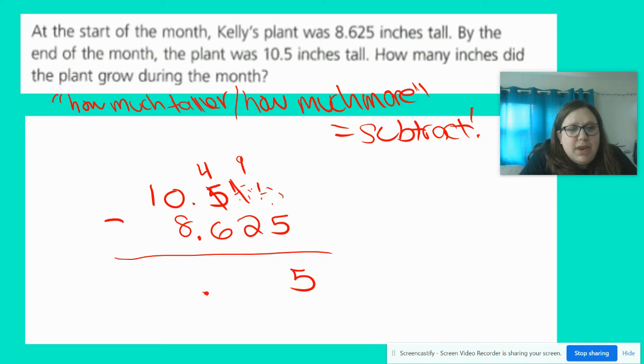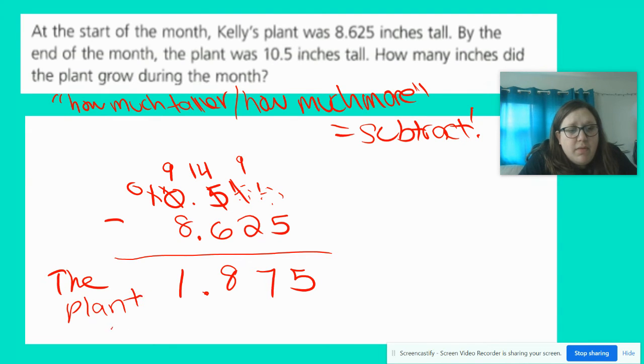10 minus 5. And then we have that double borrow situation here. 9 minus 2 is 7. Can't do 4 minus 6. We can't borrow from a 0. 1 becomes a 0. That becomes a 10. 10 becomes a 9. 14 minus 6 is 8. And then 9 minus 8 is 1. So the plant grew 1 and 875 thousandths inches.